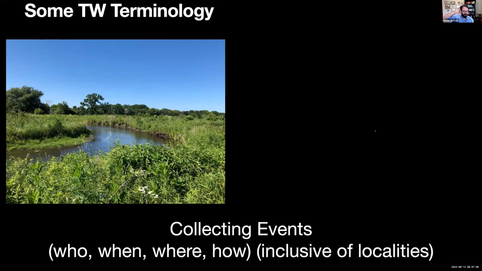The next one was collecting events. Some of the things we did was with collecting events. And again, just to define some terminology here, a collecting event is the who, when, where, and how of how a specimen got to be where it is, the sort of the locality or other information besides the determination label on a specimen.